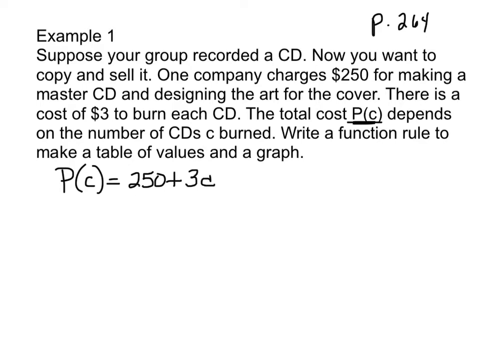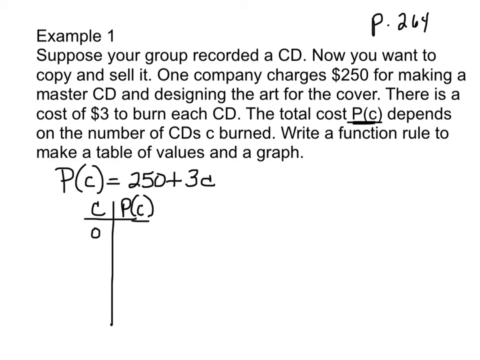Now, if we make a function table, we are now not going to use x and y. We're going to be making x, which is C, that's the number of CDs. That value is what you plug in, the number of CDs. What comes out is the total cost, which is P of C. Now in this case, we could start at 0 if you wanted to.